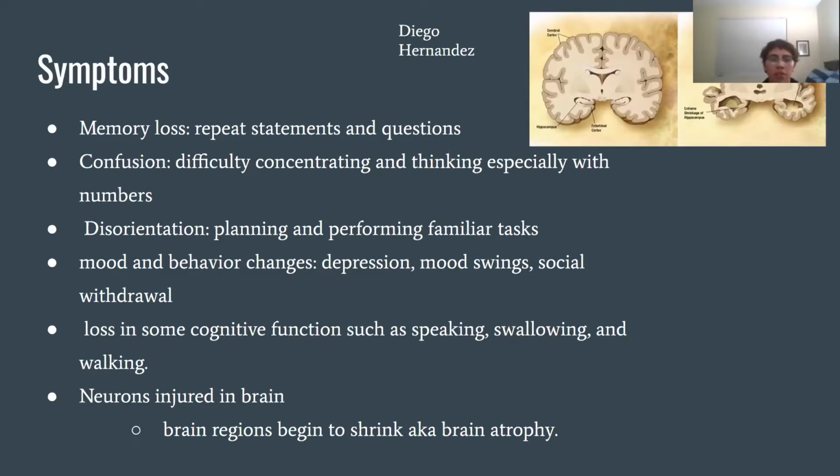Mood and behavioral changes can occur as well, which then leads to depression, mood swings, and social withdrawal. And for cognitive functions, they'll have difficulty speaking, swallowing, and walking. And these are caused because neurons are injured in the brain, which then causes brain regions to shrink, which is also known as brain atrophy.